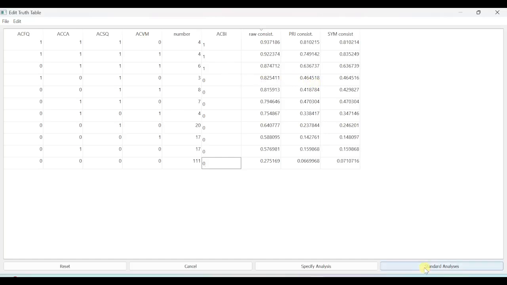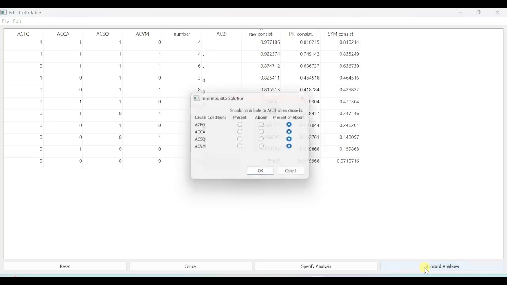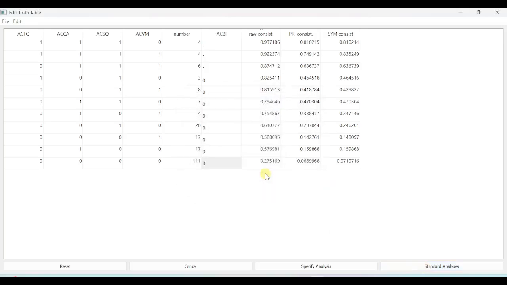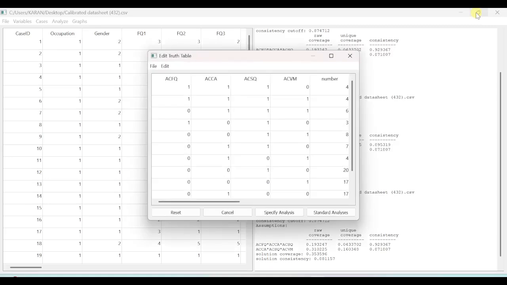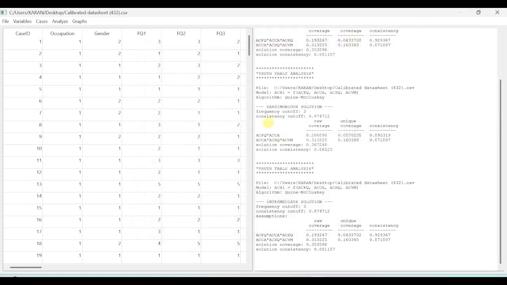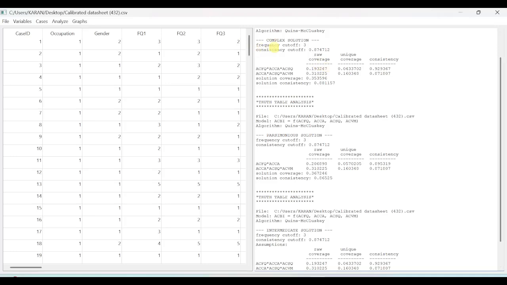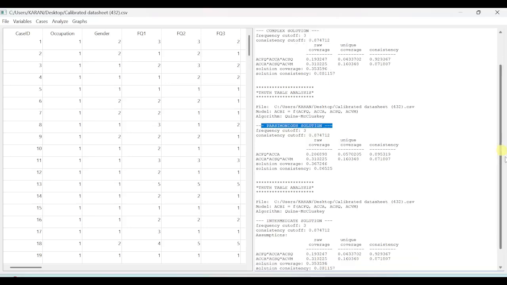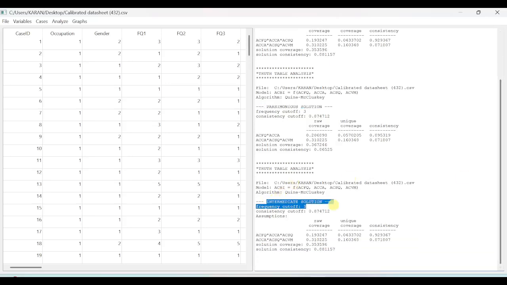Now I press on standard analysis, press OK, and I get the results. You see here, I get the complex solution, cutoff of frequency is 3, consistency cutoff 0.87. I get the parsimonious solution, and I get the intermediate solution.